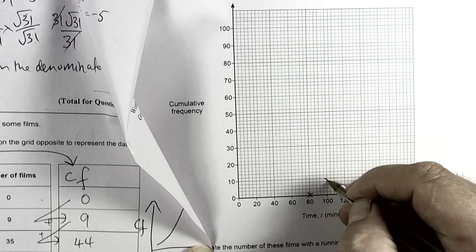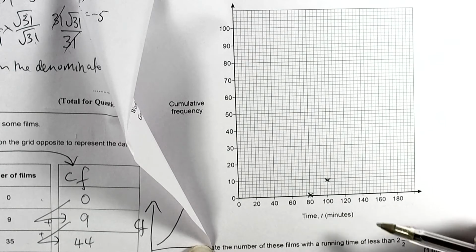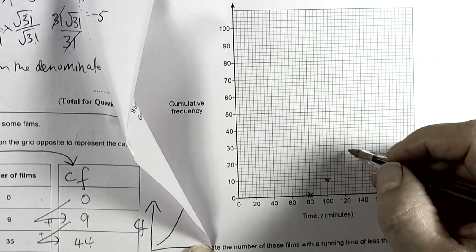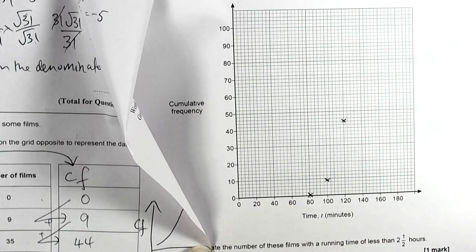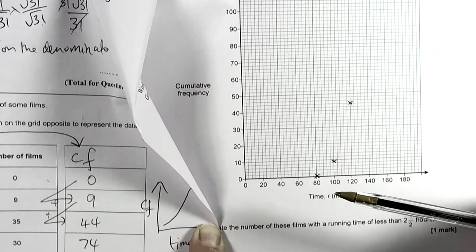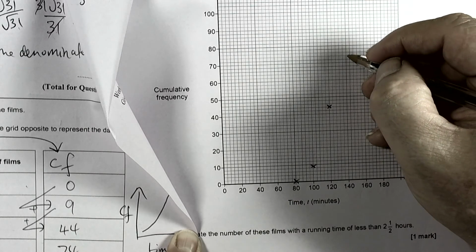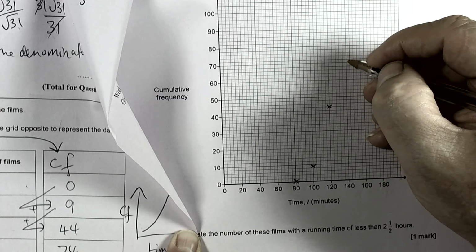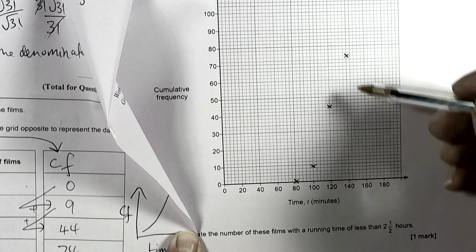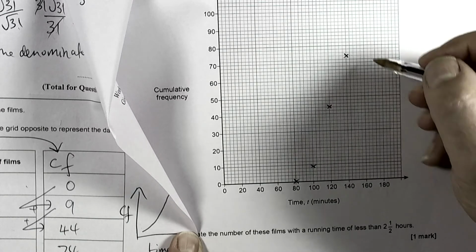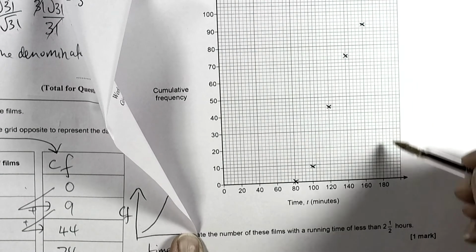So again, work out the scale. We can see that each little square is worth 2 going up there. Then we got up to 120 is 44. Notice that I'm plotting the upper bound of the interval. So 140 we've got 74. And 160, 92. And 180, 100.